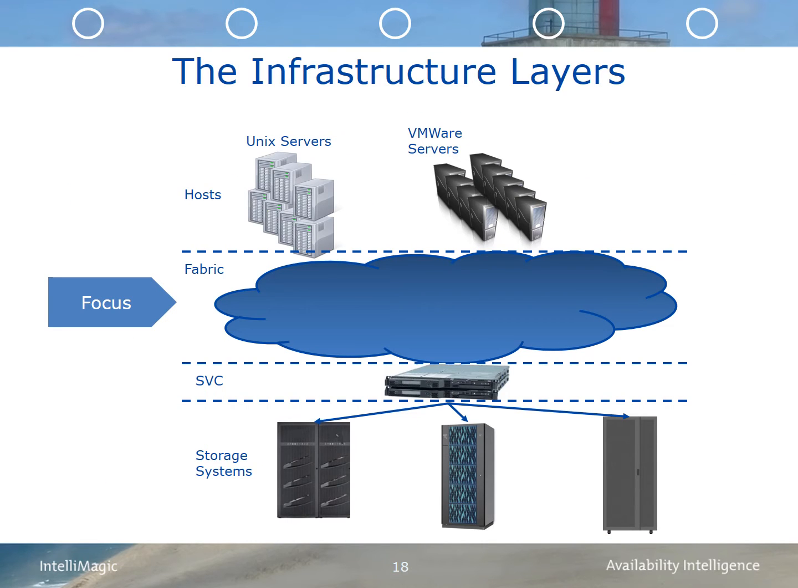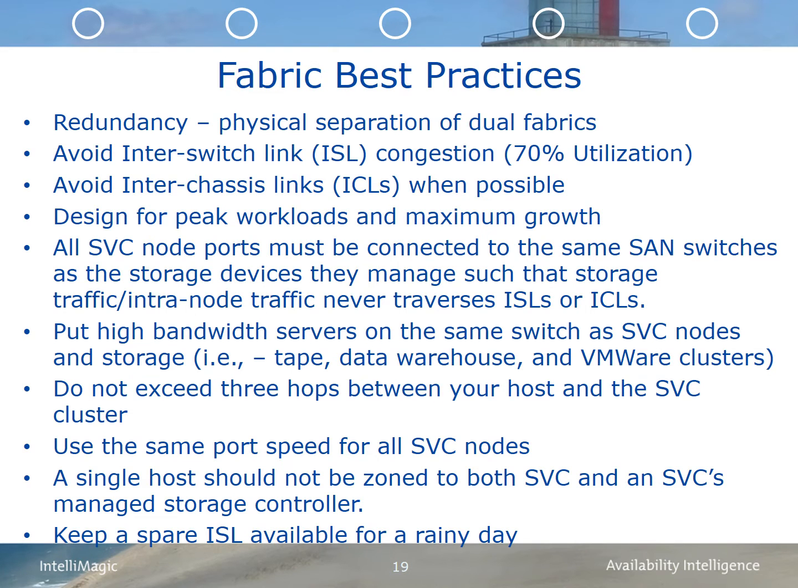This section contains an overview of the best practices for fabric configuration in an IBM SVC environment. In this section, we're going to look at the fabric best practices. This slide summarizes some of those best practices, and we're going to go through each of these cases in a little bit more detail. Really, the key when designing a high-performing fabric is to avoid multiple hops.